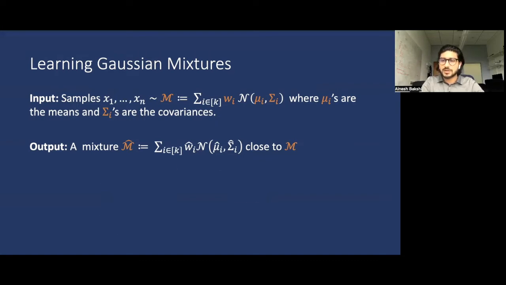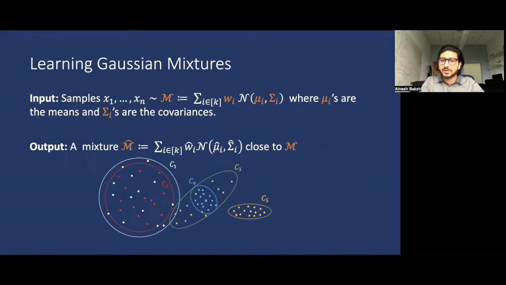The picture to keep in mind is as follows. We see an unlabeled set of points from the mixture. Here I've color-coded the points depending on what component they were drawn from. But note in general, two Gaussians can be almost completely overlapping, such as C1 and C2 in this picture, and we cannot always recover the coloring. Therefore, our goal will be to output a mixture of K Gaussians, which is denoted by M hat, and parameterized by the mixing weights w_i hat, the K means mu_i hat, and the K covariances sigma_i hat, such that M hat is close to M.